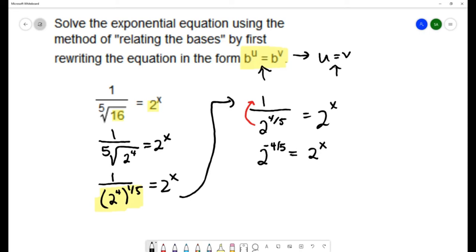So now we've achieved our goal of writing the equation in a way where we have the bases the same on both sides. Once the bases are the same, we can apply that one-to-one property and say that the exponents must be equal to each other. So we get negative 4/5 is equal to x, and we have solved the equation for x. So x equals negative 4/5 is our solution.